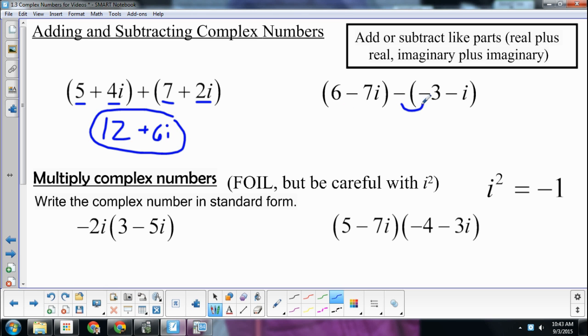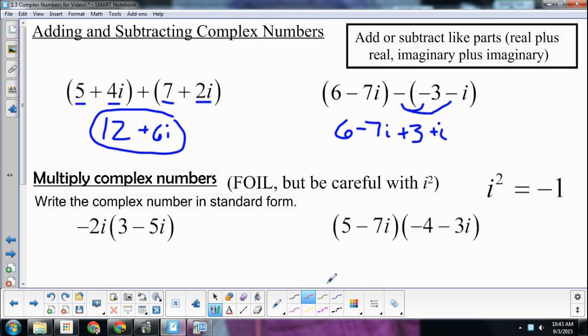I always have to be careful when subtracting. I like to think of it as I'm distributing the negative sign, so negative times negative is positive, so really we're going to add 3. And negative times negative again, really we're going to be adding the i. Now the other imaginary number I can just leave as 6 minus 7i, just without the parentheses.